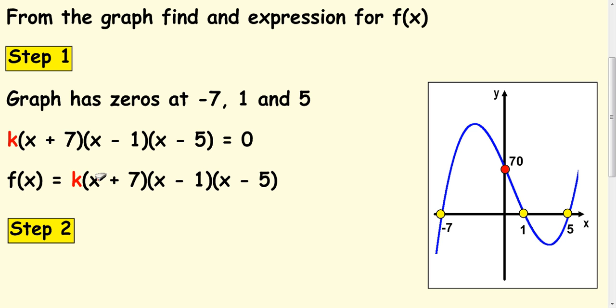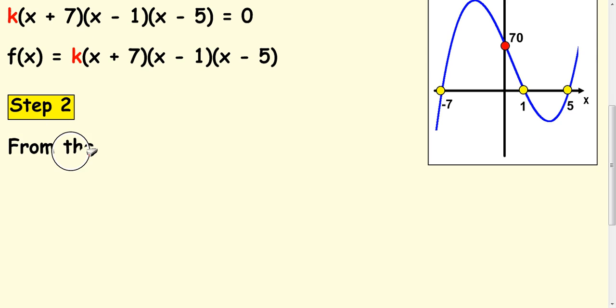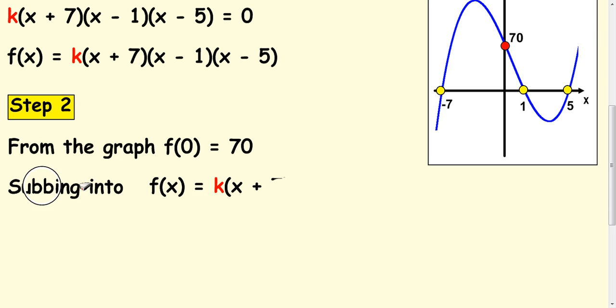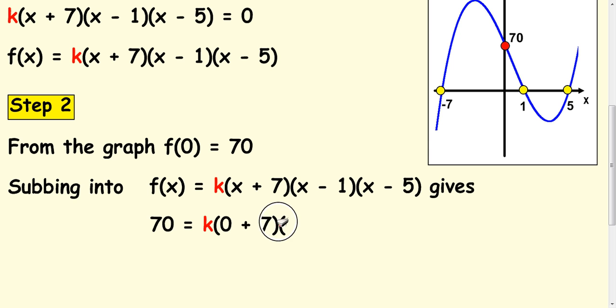The last part is to find out the value of k. We do this the same as in the last lesson. We use our y-intercept, which is (0, 70). So we can sub in x being 0 and f of x being 70. What that looks like is 70 is equal to k times 0 plus 7 times 0 minus 1 times 0 minus 5.